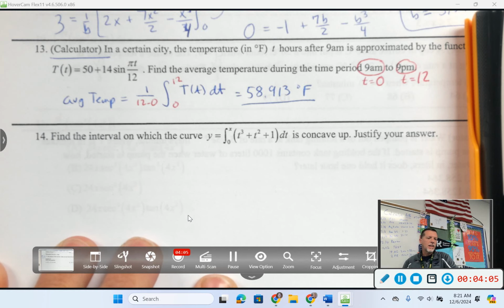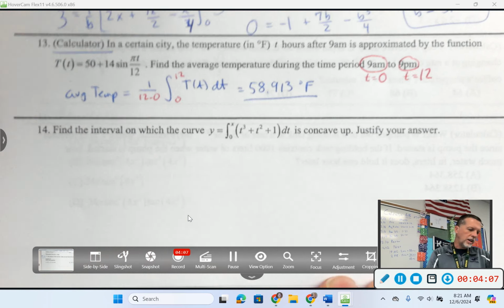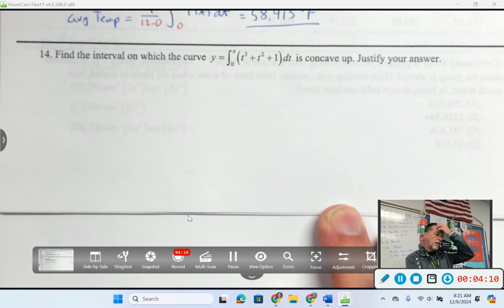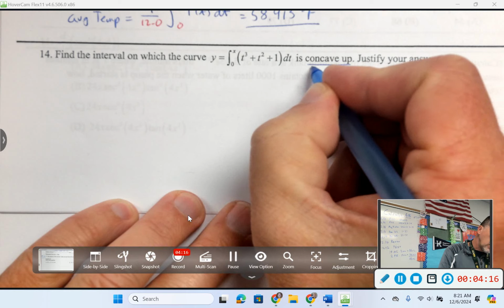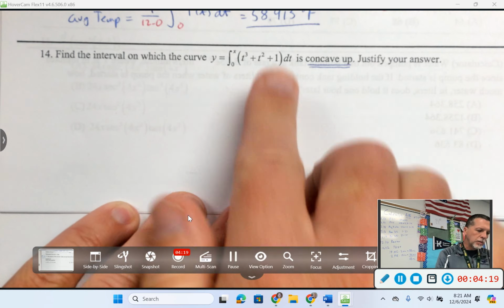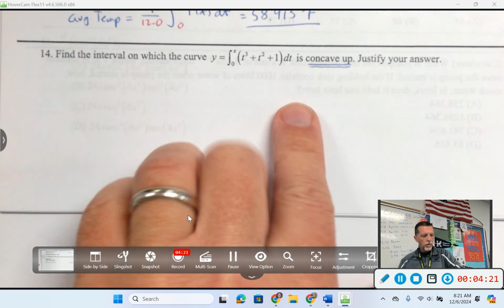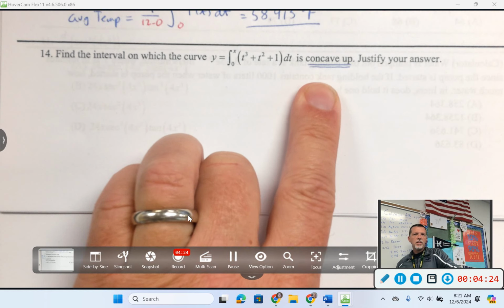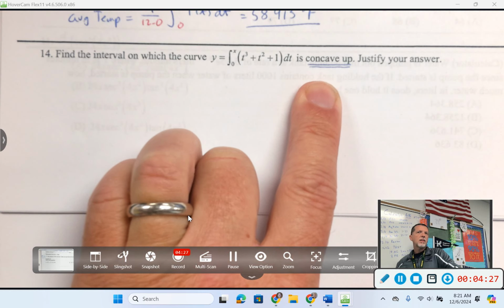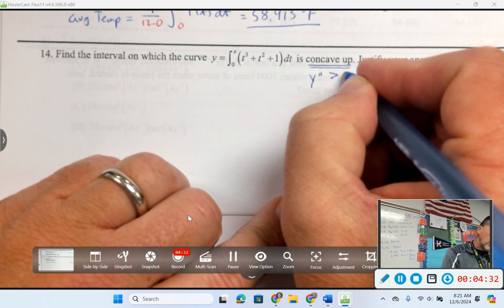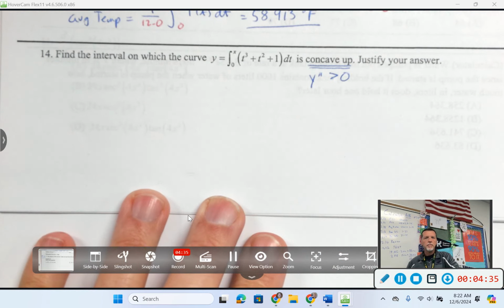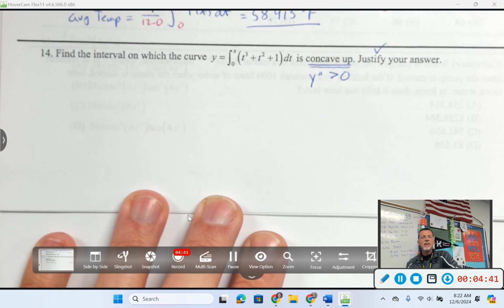All right, 14. Glad you asked about 14, because it leads into what we're going to do today. Find the interval on which that curve is concave up. Okay, that curve looks really weird, but let's ignore the details of the curve. What does it mean for a graph to be concave up? The second derivative is positive. So y double prime greater than 0. There's arguably my justify point right there. We justified it, now we got to go figure out what that looks like.